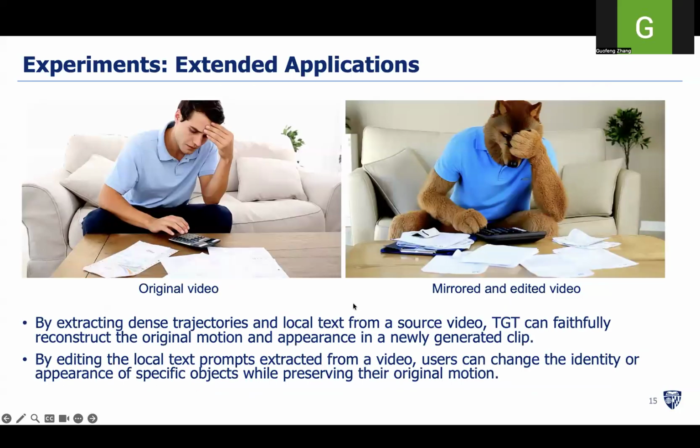Another interesting thing is that we have extended applications. If we extract dense trajectories and local text pairs from an original video, we can slightly modify the local text and regenerate the whole video. And then we get a mirrored or edited video.